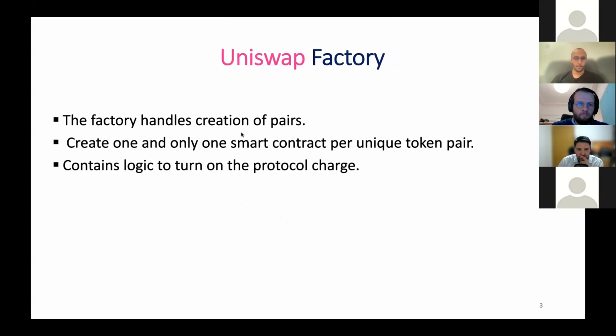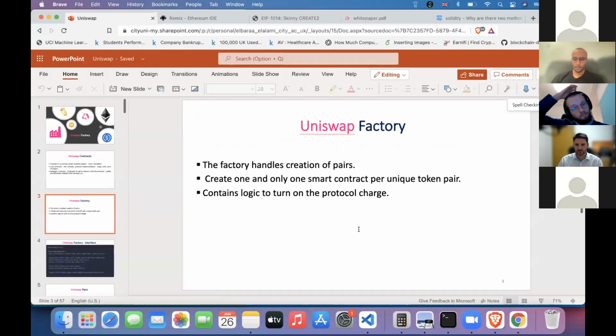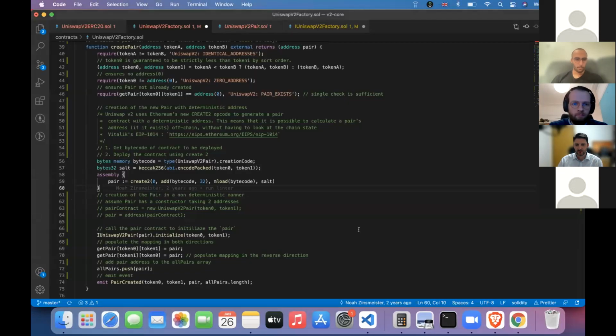And the contract that I'm going to talk about, the factory contract, is a very simple contract. It handles the creation of new liquidity pools, the pairs. It creates only one smart contract per unique token pair, and it contains the logic to turn on the protocol charge. I'll move on to VS Code.